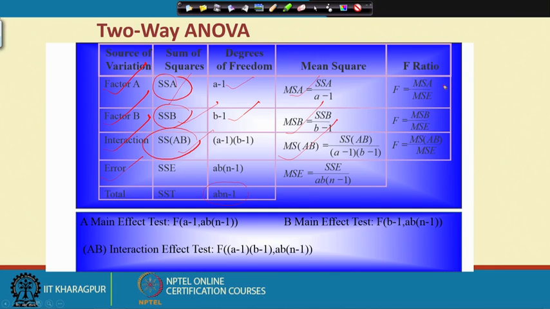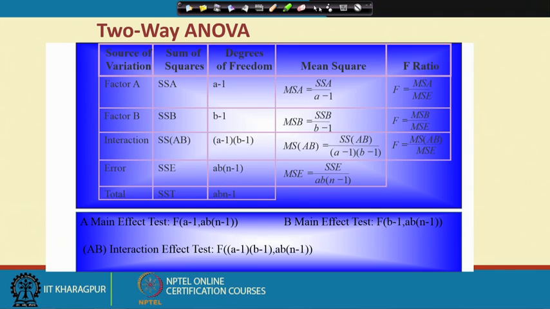So, accordingly we have 3 different F statistics for two-way ANOVA. One is for factor A, one is for factor B, and one is for the interactive effect. We would like to know, with respect to the total variations, which factor is more effective, and whether the interactive effect is statistically significant or not. And in order to justify this, we have to take live examples.